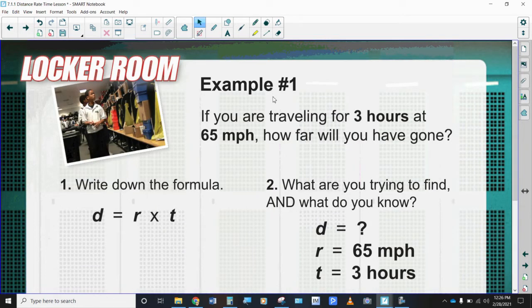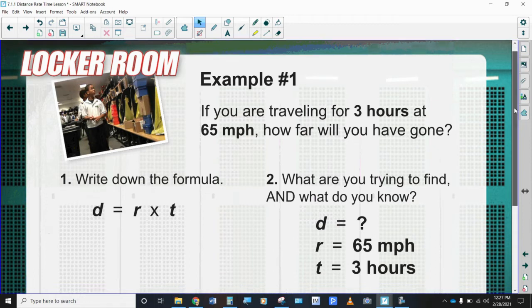So here's an example. If you are traveling for 3 hours at 65 miles per hour, how far will you have gone? Well, the first thing you always want to do is start with the formula, D equals R times T, or D equals RT.